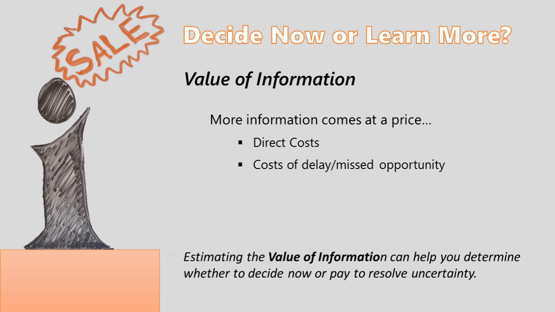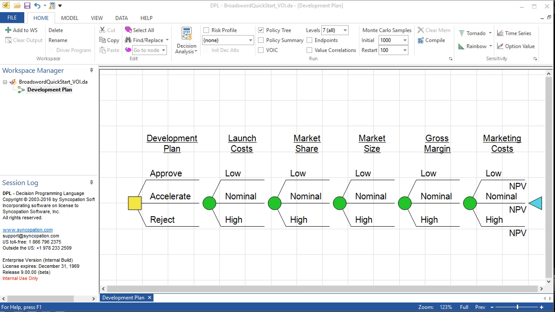Fortunately, decision analysis provides a rigorous way to estimate the value of information. We can use this to help us determine if we should make the decision now or pay to resolve some uncertainty. For this demonstration, I'm going to use the DPL 9 Professional version. Here in front of me, I have a simple DPL model that analyzes a product launch decision.